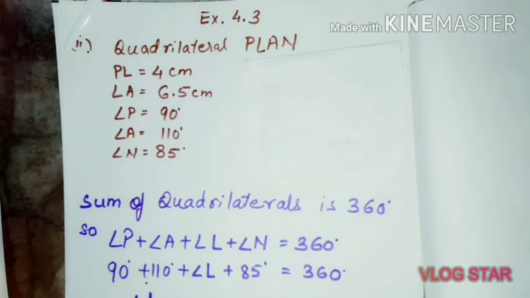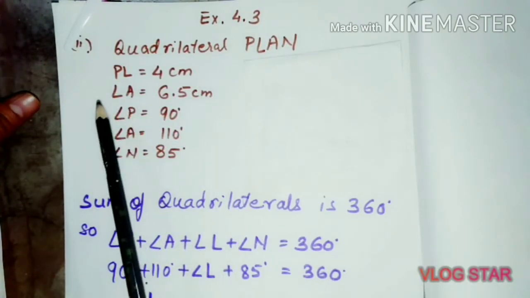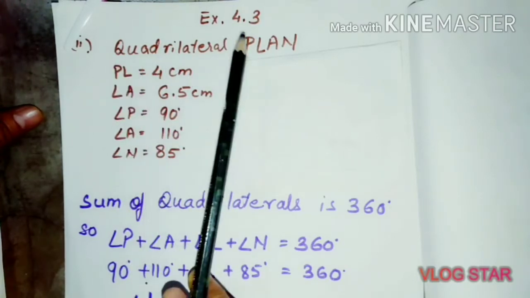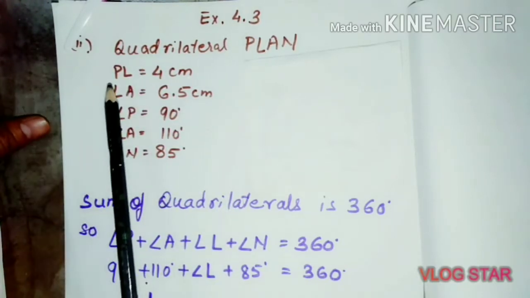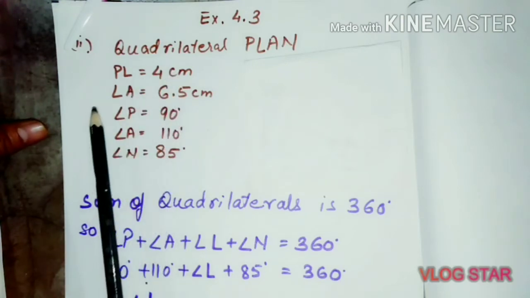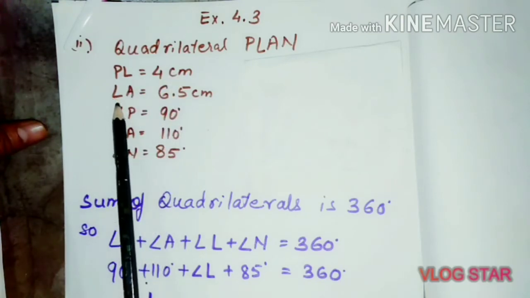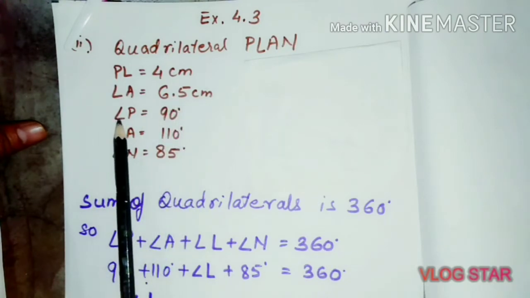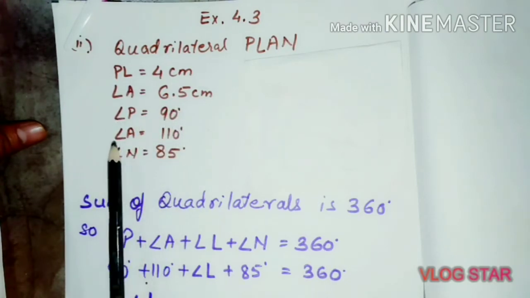Good morning students. Now again exercise 4.3, the second question: quadrilateral PLAN. We have to construct the quadrilateral PLAN. The given things are PL 4 centimeter, LA 6.5 centimeter, angle P 90 degree, angle A 110 degree and angle N 85 degree.